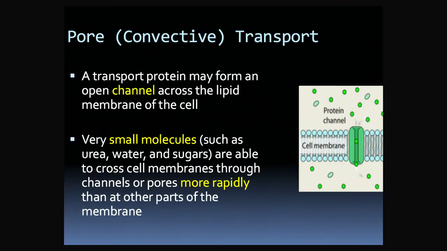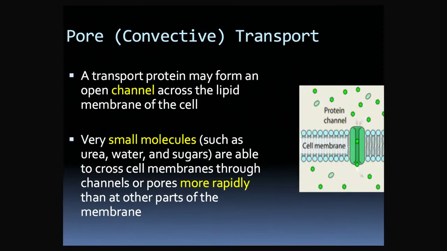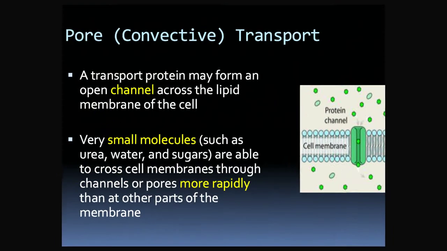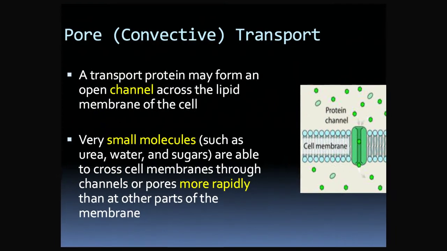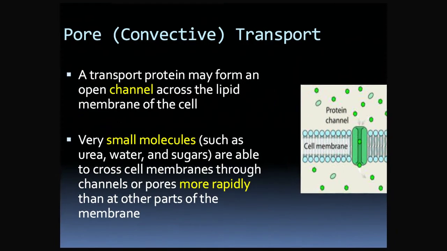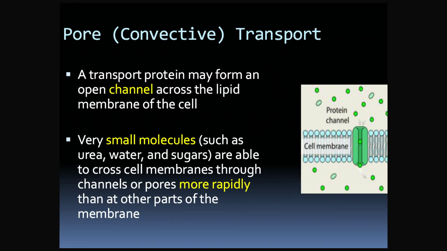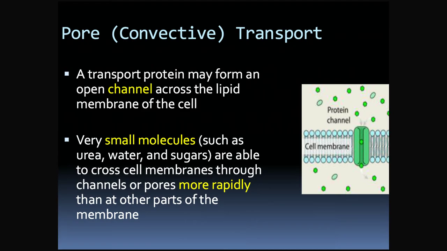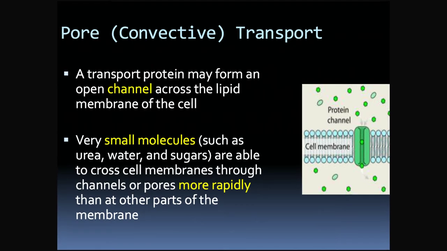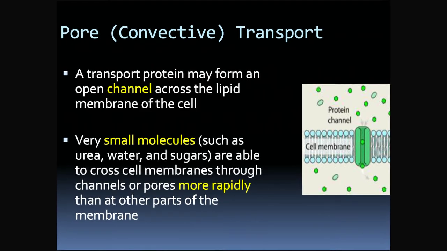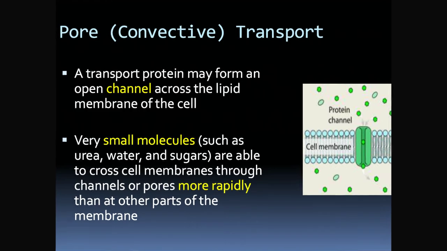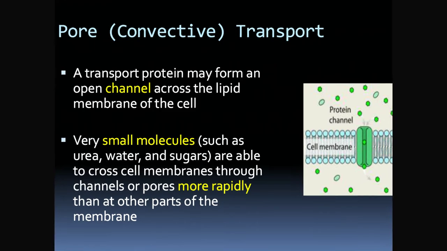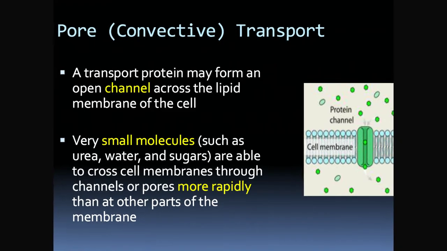Analyze the mechanism of pore or convective transport, where specific transmembrane proteins create permanent, aqueous-filled conduits that span the entire lipid bilayer. These protein channels allow very small polar molecules, such as urea, water, or simple sugars, to bypass the hydrophobic interior of the cell membrane entirely. Notice how the transport rate increases significantly within these specialized pores. Why would a small molecule prefer this aqueous path over the laborious process of partitioning into the lipid phase?